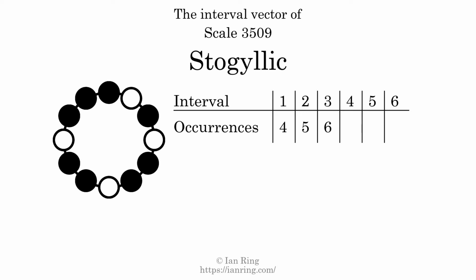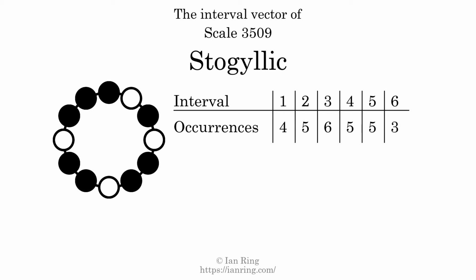There are 6 intervals with the size of 3 semitones. They are here, here, here, here, here, and here. There are 5 intervals with the size of 4 semitones. They are here, here, here, here, and here. There are 5 intervals with the size of 5 semitones. They are here, here, here, here, and here.